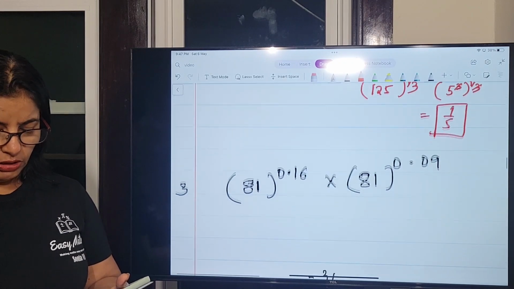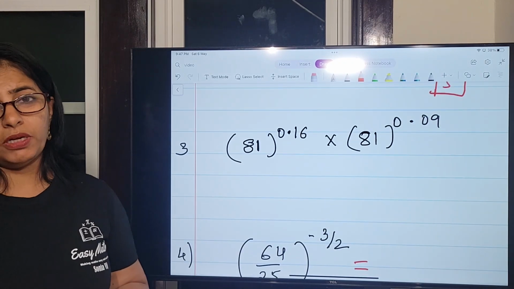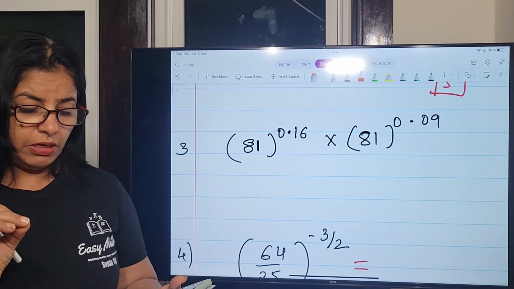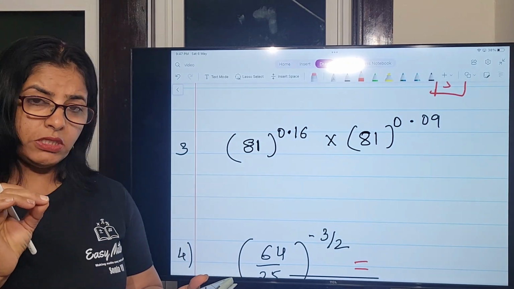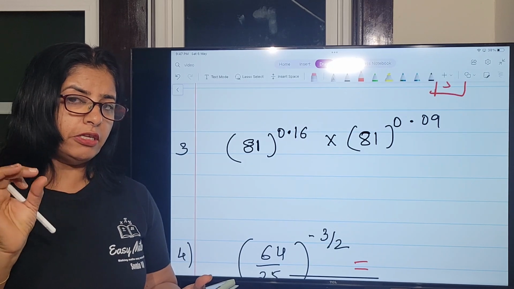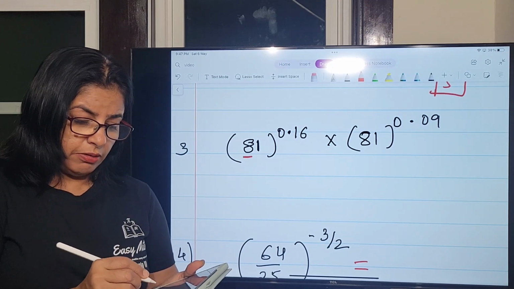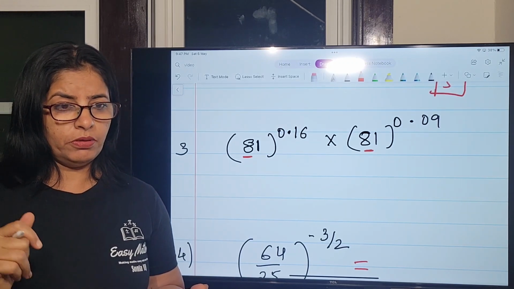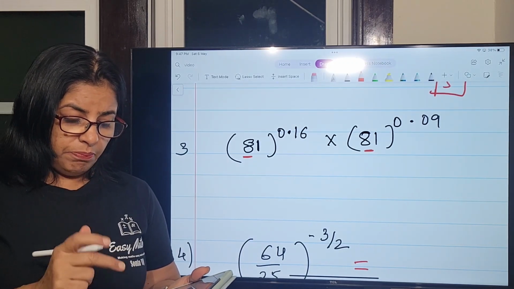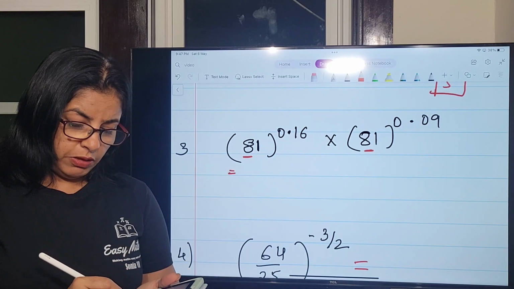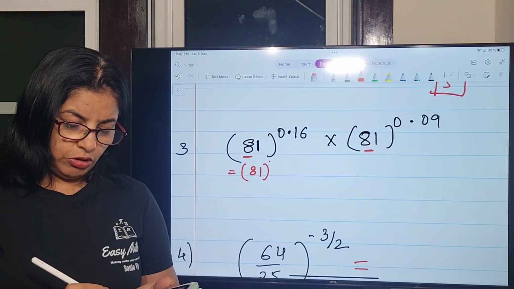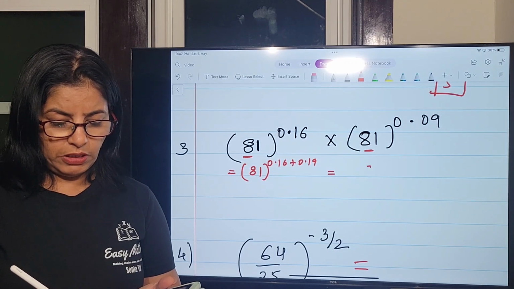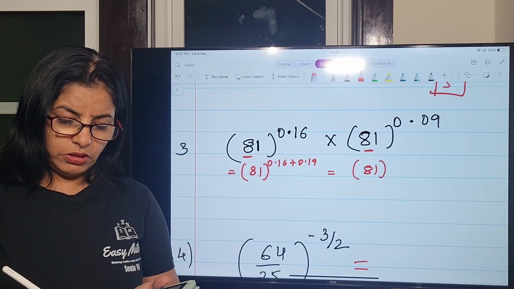Next question. Now this is a decimal question. Might look a little complicated, but actually it is not. We'll see it is decimal, and I can see that 0.16 and 0.09, if you add them up, since the base is same and there is no negative power, so I skip my first step. And I see the base is same, so my second step can be 81 to the power 0.16 plus 0.09. So this becomes 81 to the power 0.25.